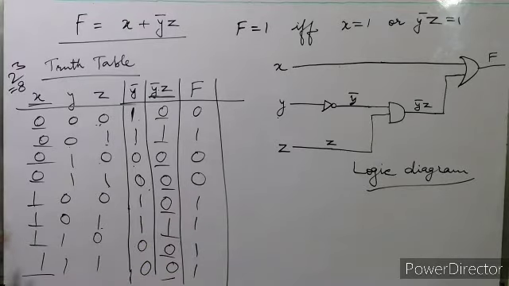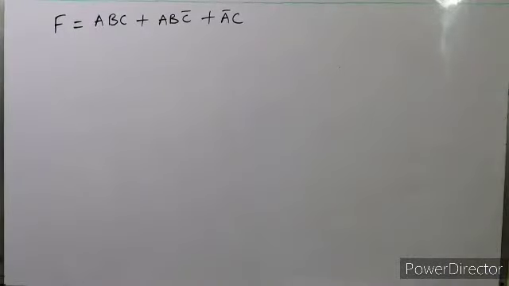Okay. So similarly we have to solve all the sums. Whenever any Boolean function or Boolean equation is given, we have to find out the logical diagram and truth table. Okay, if you want, we'll do another sum. So we'll do one more question.